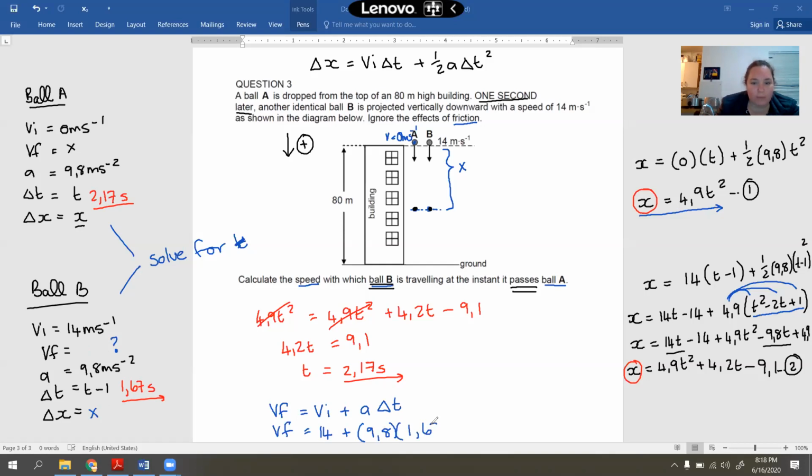It falls for 1.67 seconds, and that will give us a final velocity of 14 plus 9.8 times 1.67, which gives me a velocity of 30.37 meters per second. All right, ladies and gentlemen, I don't know how many of you managed to get all the way till the end on your own, and I hope I didn't make a mistake there.